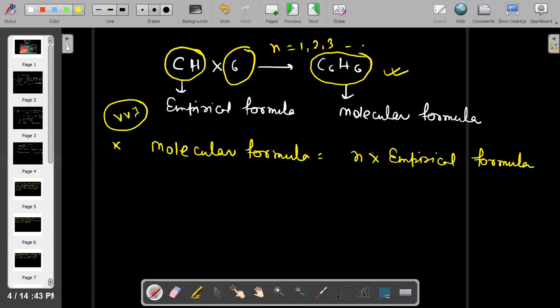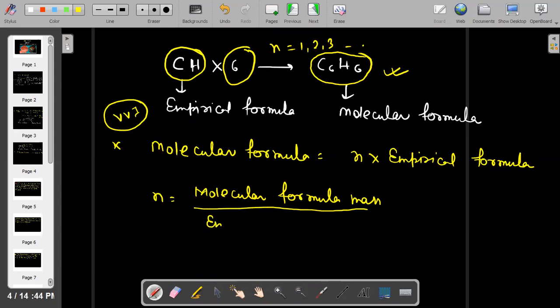Now suppose in the question N is not given, then how will you find the N? Always remember, N is equal to molecular formula mass divided by empirical formula mass. Clear? Now what is molecular formula mass?